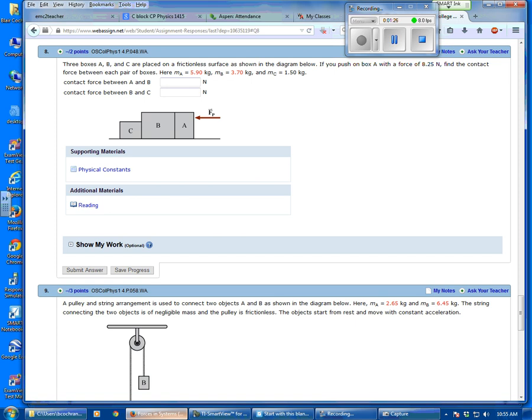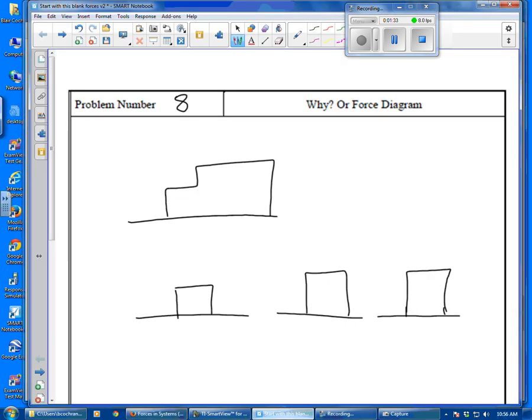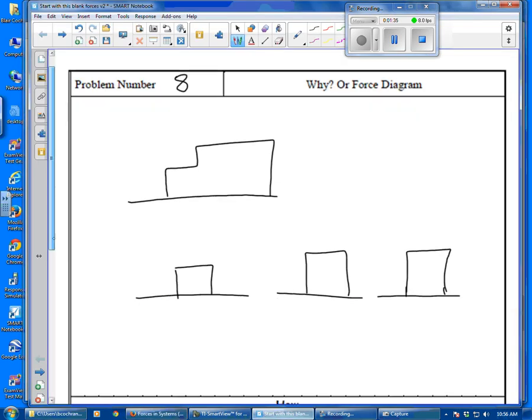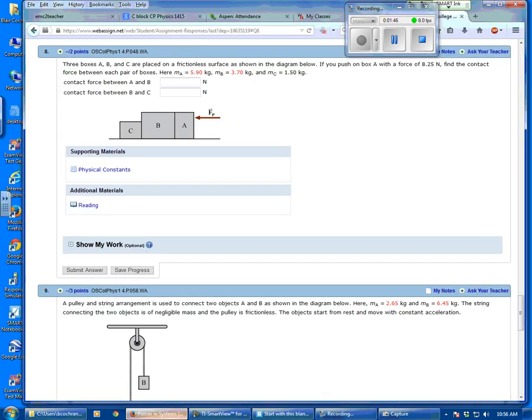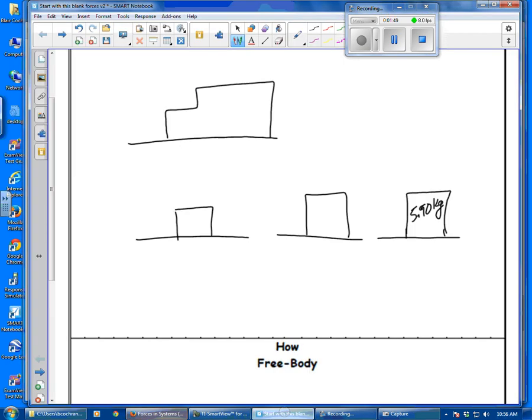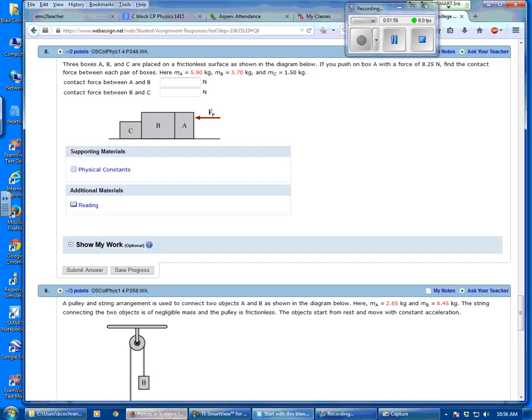So I'm going to write my inertias right in my boxes. So box A has inertia of 5.9 kilograms. So scroll this up just a little bit. So this one is 5.90 kilograms. Terrible 9 on my part. You get the idea. Box B for me is 3.7 kilograms. Box C is 1.5.